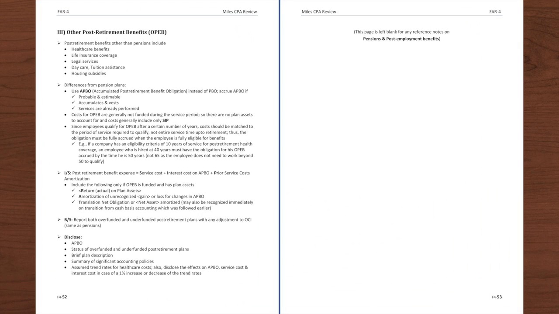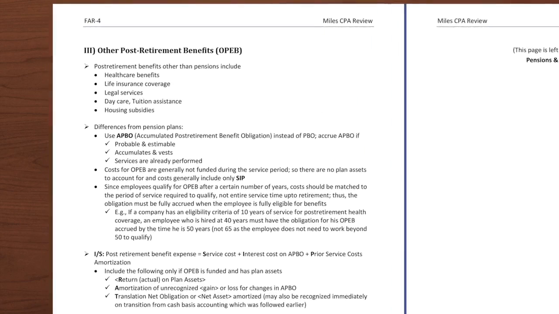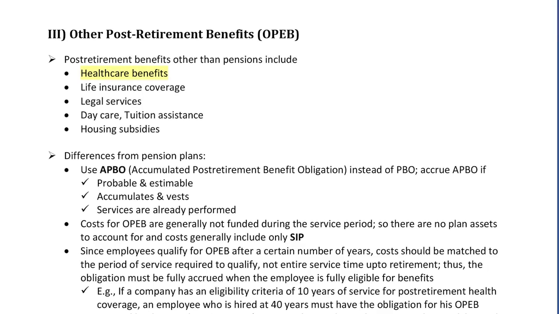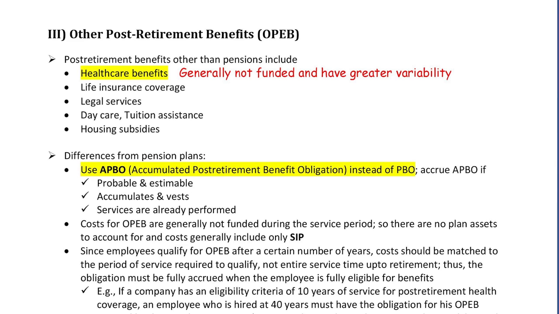On page 52, we are looking at other post-employment benefits, OPEB. The most important one here is to highlight healthcare benefits, and make a note which says generally not funded and have greater variability. Now, looking at the key differences of these OPEBs from the pension plans, highlight use APBO, the accumulated post-retirement benefit obligation, instead of PBO.